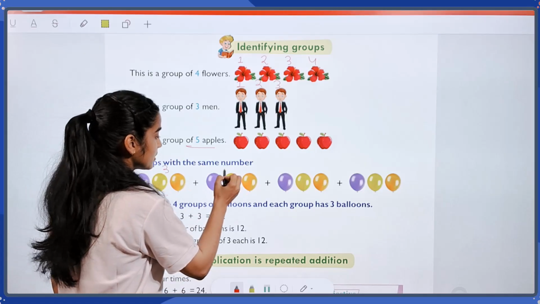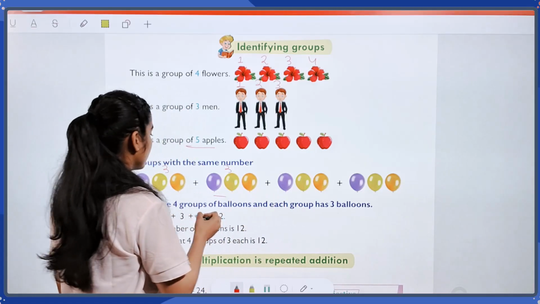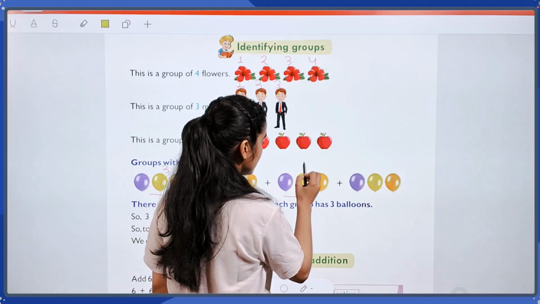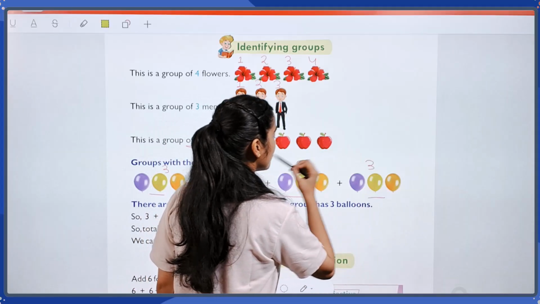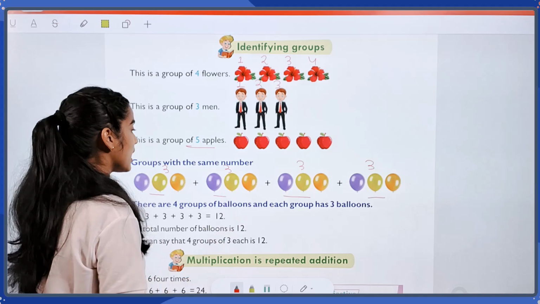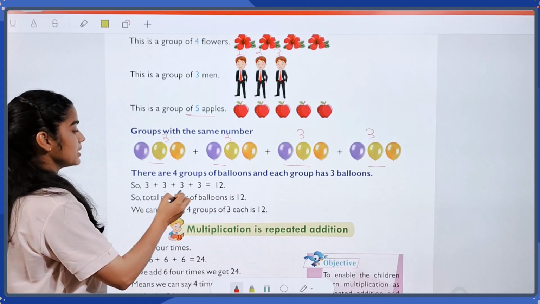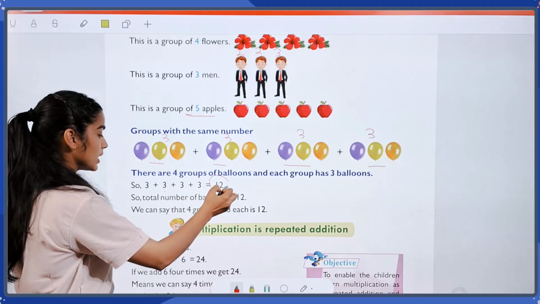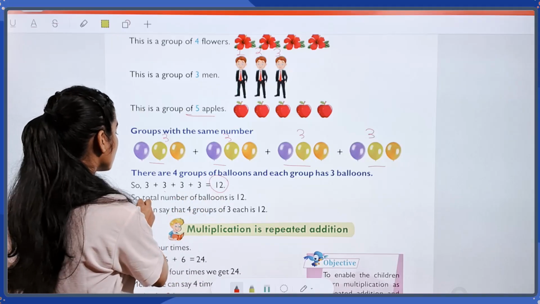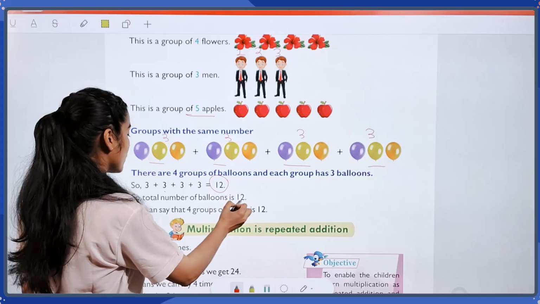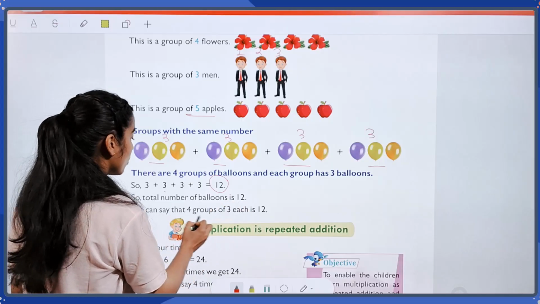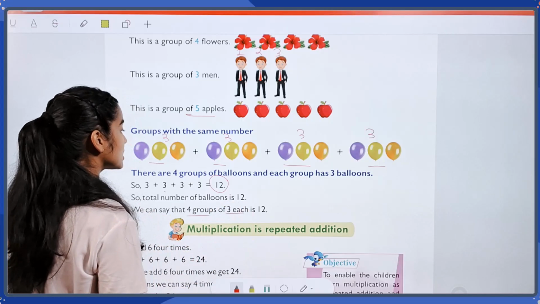3 plus 3, okay, we have more groups of 3. So total how many groups of 3 do we have? We have a total of 4 groups of 3. So we can say 3 plus 3 plus 3 plus 3 is equal to 12. Or we can also say the total number of balloons is 12. We can say that 4 groups of 3 each is 12.